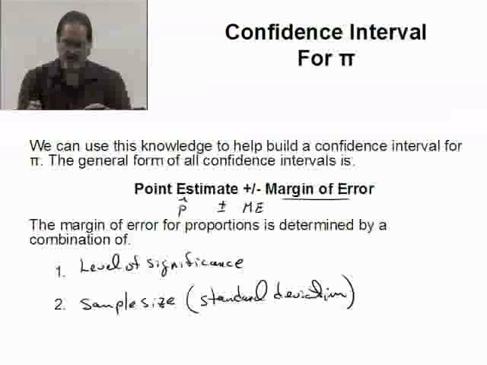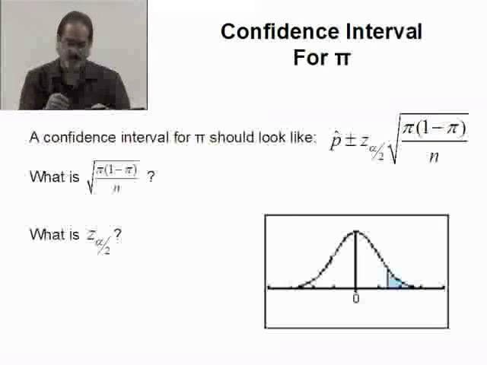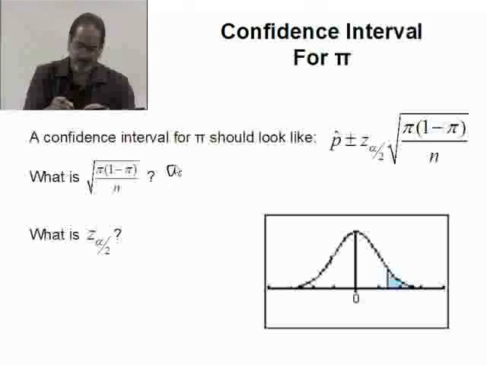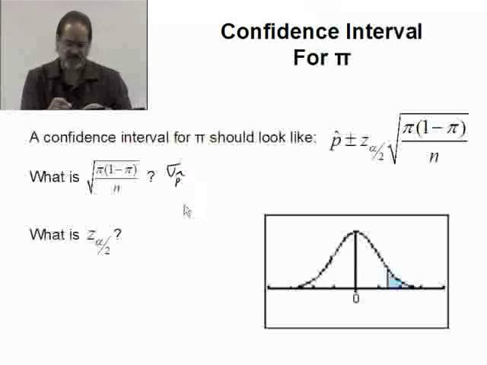Okay. Now, here's what's going on. The confidence interval should look something like this. P hat, the center of our interval, plus or minus the margin of error. And here's my margin of error. Now, first of all, let's dissect the margin of error here. What is the square root of pi times 1 minus pi over n? Well, you know this as being sigma of p hat. That's the standard deviation for the sample proportions, if the central limit theorem applies, if n is big enough.